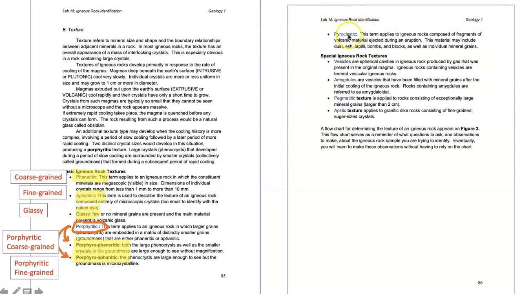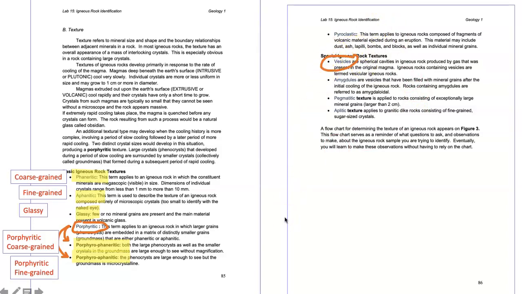We're not going to worry about pyroclastic rocks. Those are related to eruptive sequences from volcanoes that have rocks in them and ash and pumice and other things that we just don't have time to talk about. In terms of these special textures right here, the only one I want you to worry about is vesicles.